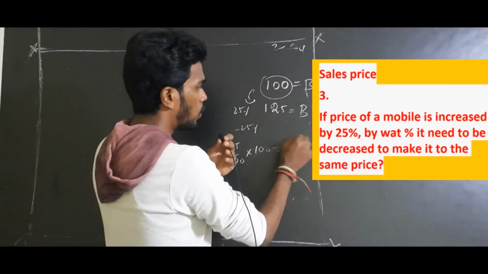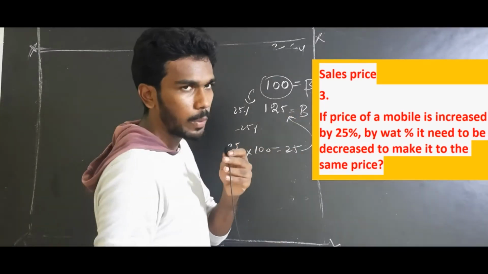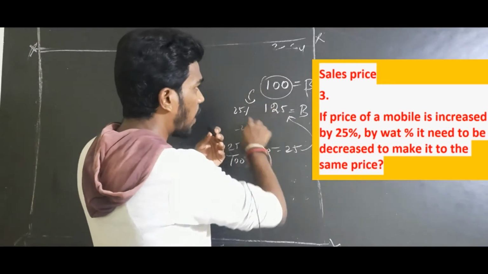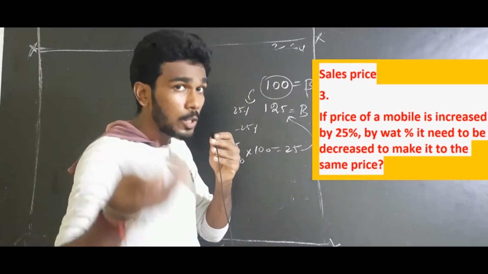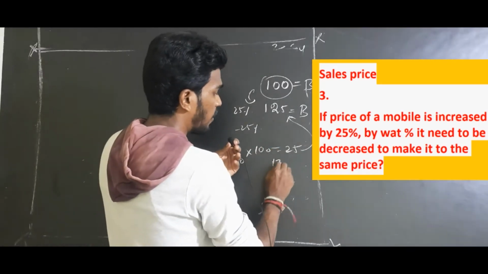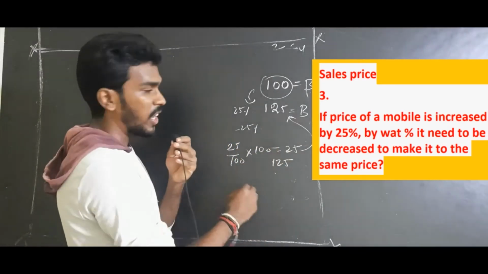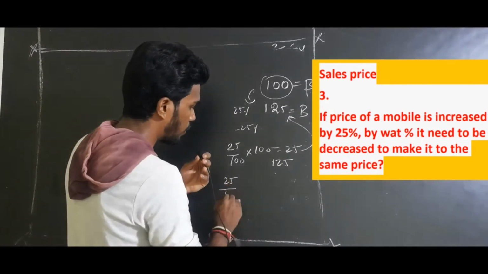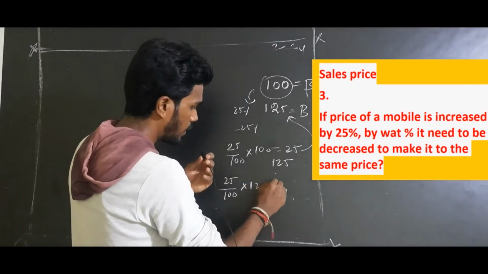It's 25. So 100 plus 25, the price is increased to 125. From this 125, you have to bring it back to 100. Now again, if you minus this 25% from 125, what is the 25% of 125?